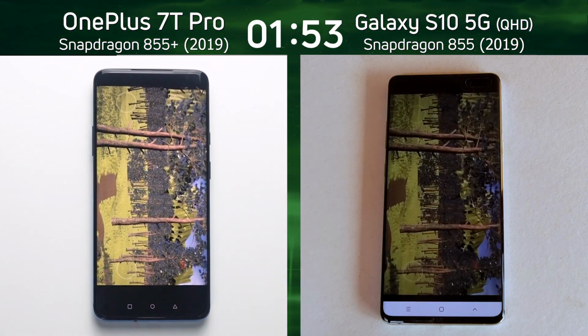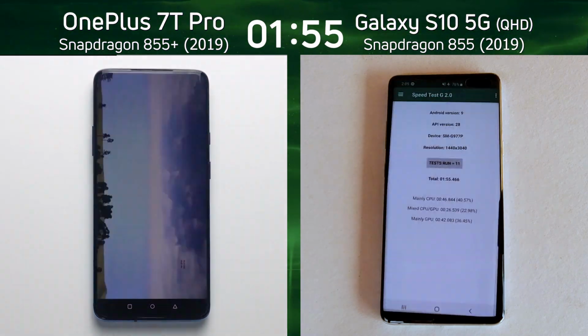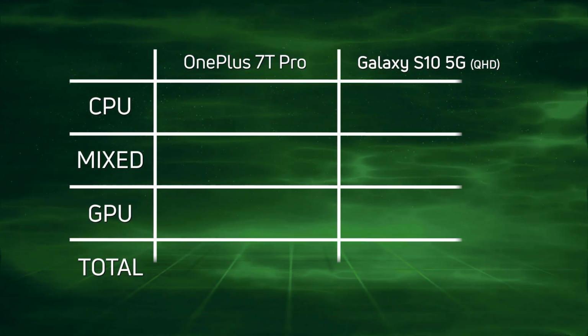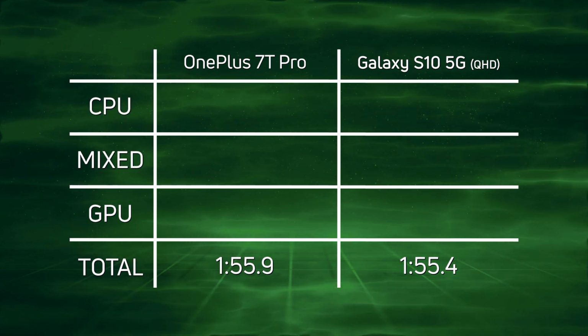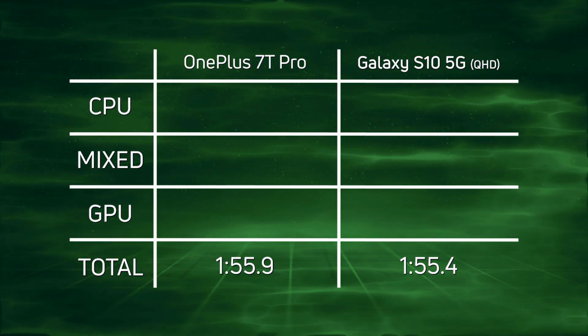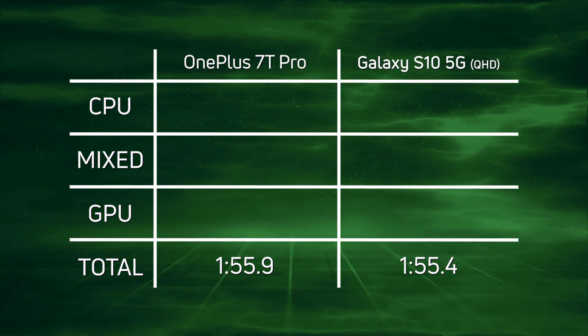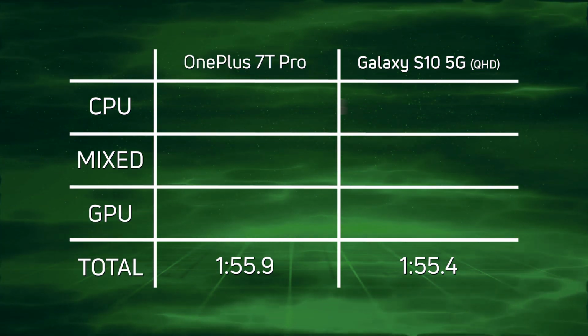What's it going to be at the very end here? Who's going to come in first? There it goes, the S10 with 1 minute 55.4, and look at that, the OnePlus 7T with 1 minute 55.9. So half a second between them. This is absolutely amazing. Okay, let's break down the scores and see what happened. So the Galaxy S10 5G won by just half a second, 1 minute 55.4, 1 minute 55.9 for the OnePlus 7T Pro. So where did all that come from?